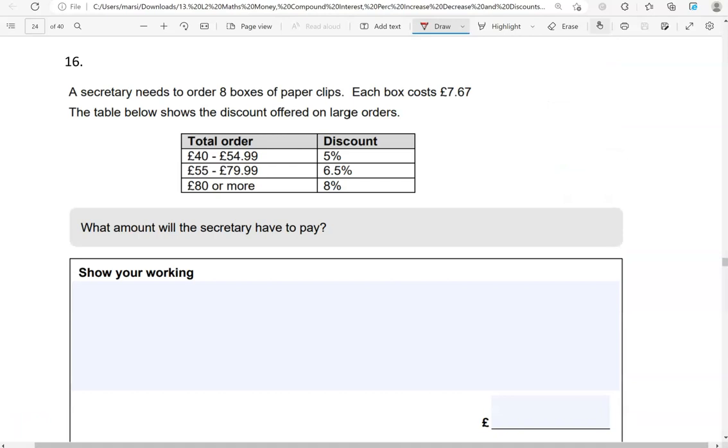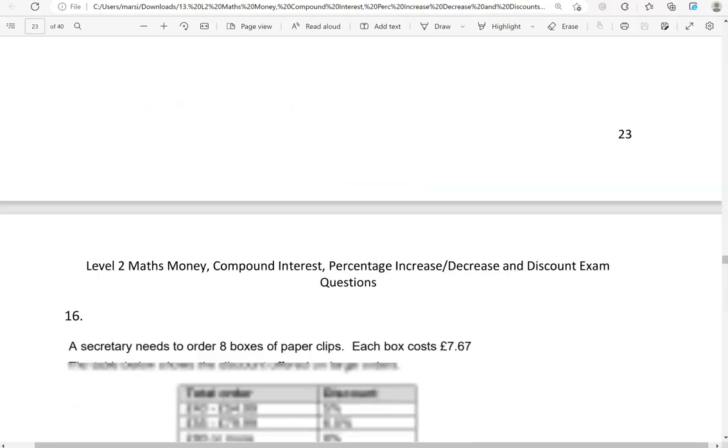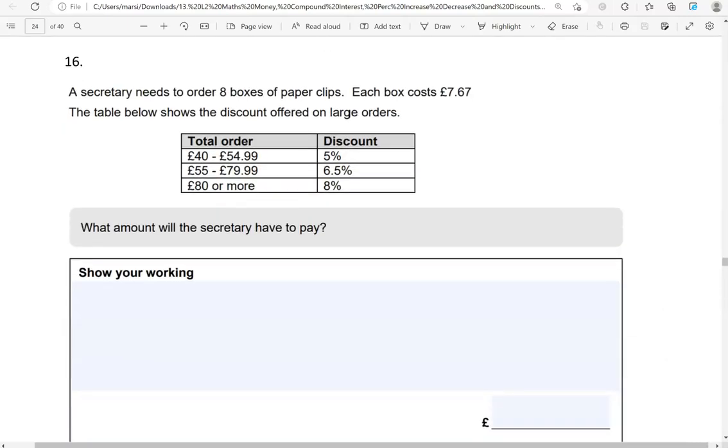A secretary needs to order 8 boxes of paper clips. Each box costs £7.67. The table below shows a discount offered on large orders. What amount will the secretary have to pay? Show your working. So it's 8 boxes at £7.67 each.